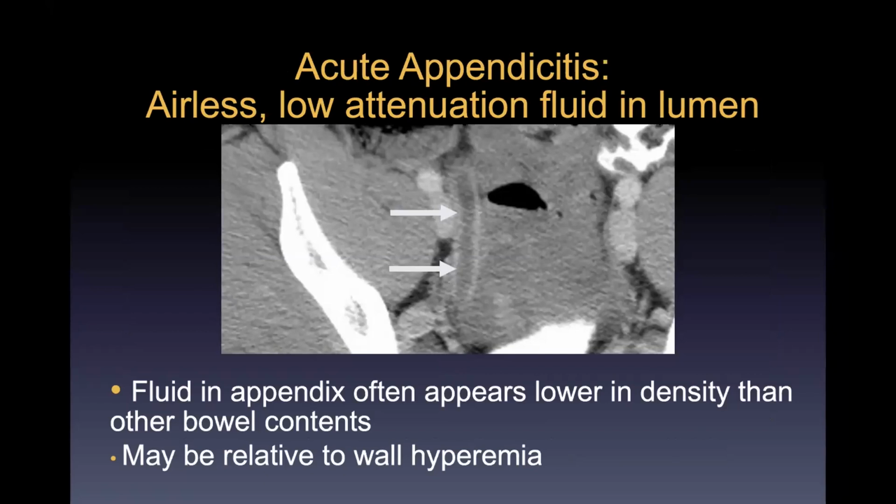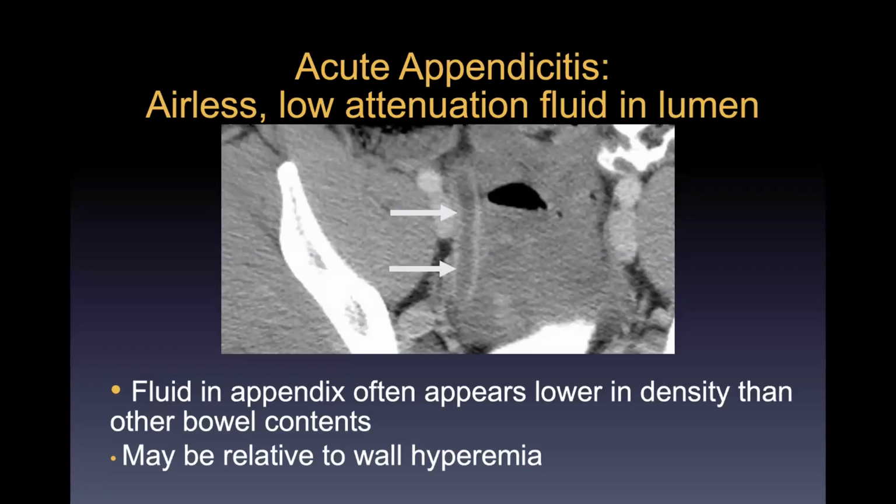So here another example of this airless low attenuation fluid in the lumen. I want you to note here that visually the fluid in the lumen actually kind of looks lower density than the fluid in adjacent bowel loops. That can be helpful in just finding the abnormal appendix sometimes.